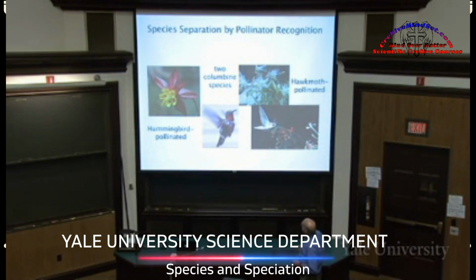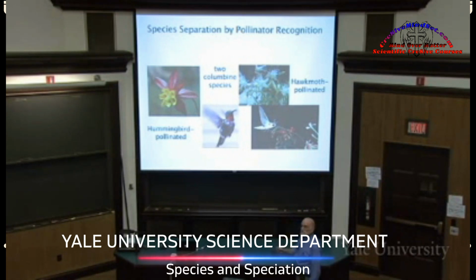Okay, so I had signaled that we were going to look at a prezygotic example. So here is species separation by pollinator recognition. Here are two columbine species, and they can overlap geographically. You'll notice that they really have very different colors, and that is actually related to the brains of the things that pollinate them. Yeah, moths do have brains, okay?